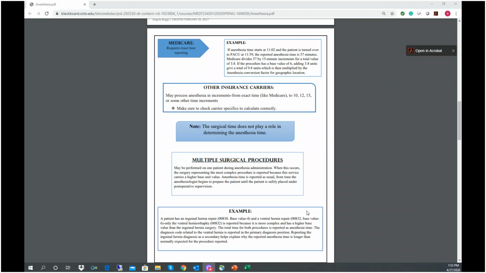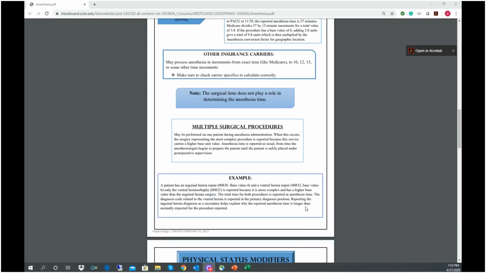Multiple surgical procedures. Again, if one patient receives anesthesia for multiple procedures, you're going to select the most complex procedure to be reported because this service carries a higher base unit value, and the anesthesia time is reported as usual. So from the time they begin to prep the patient to the time they are placed in post-operative supervision.